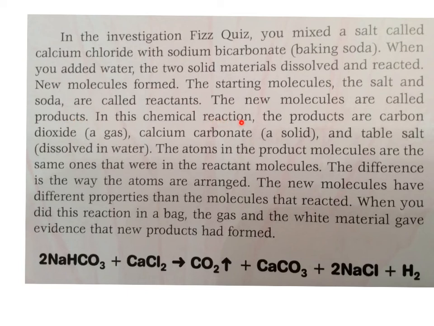In this chemical reaction, the products are carbon dioxide, a gas, calcium carbonate, a solid, and table salt dissolved in water. The atoms in the product molecules are the same ones that were in the reactant molecules. The difference is the way the atoms are arranged. The new molecules have different properties than the molecules that reacted. When you did this reaction in a bag, the gas and the white material gave evidence that new products had formed.